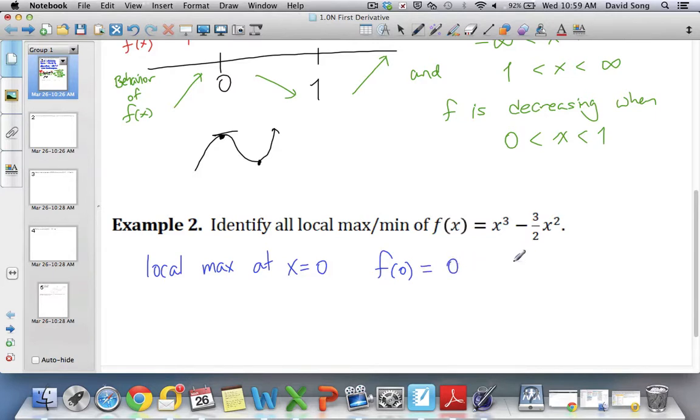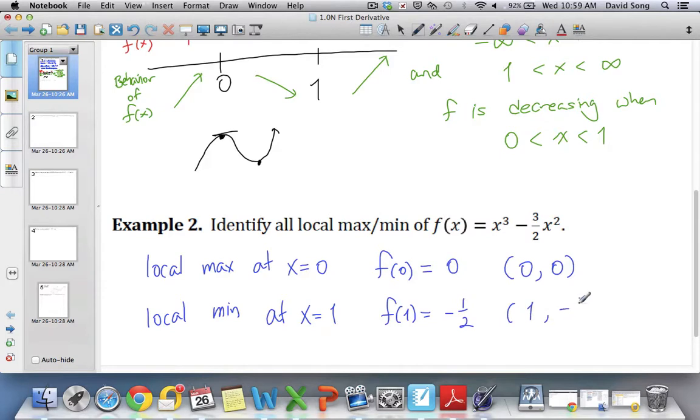And to cover all aspects, when you answer it, you can just write a coordinate, and that'll answer everything. So your local max is at 0, 0, and your local minimum is at x equals 1. So what is f of 1? If you plug it in, 1 minus 3 over 2, that's going to be negative 1/2. So your local minimum is at 1, comma, negative 1/2.